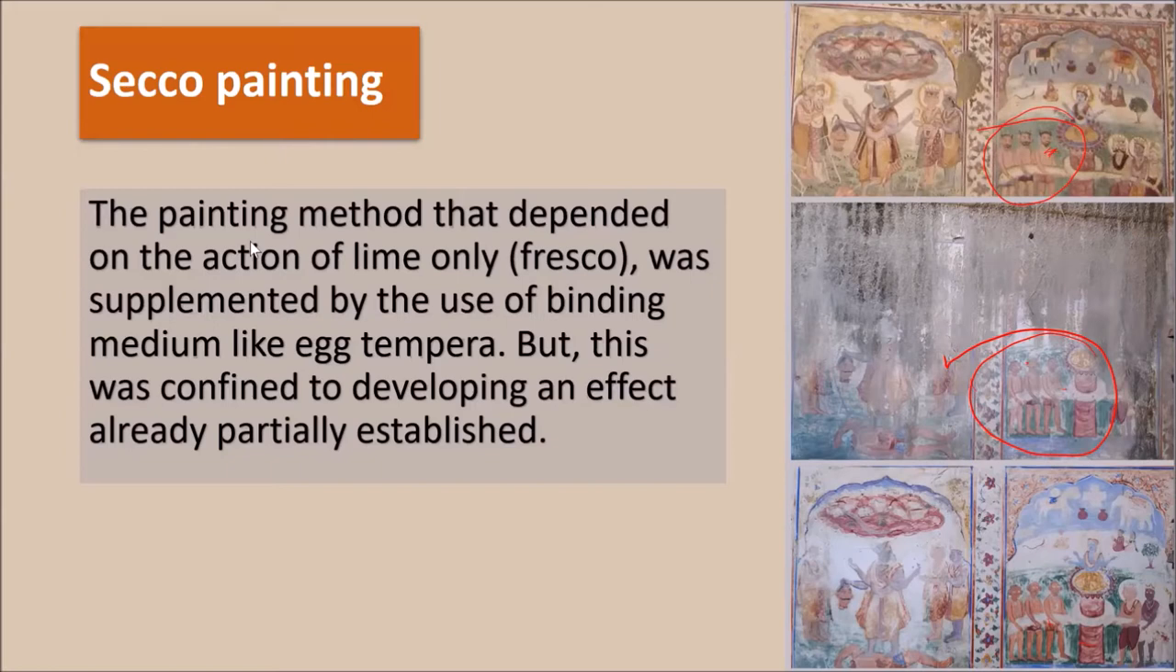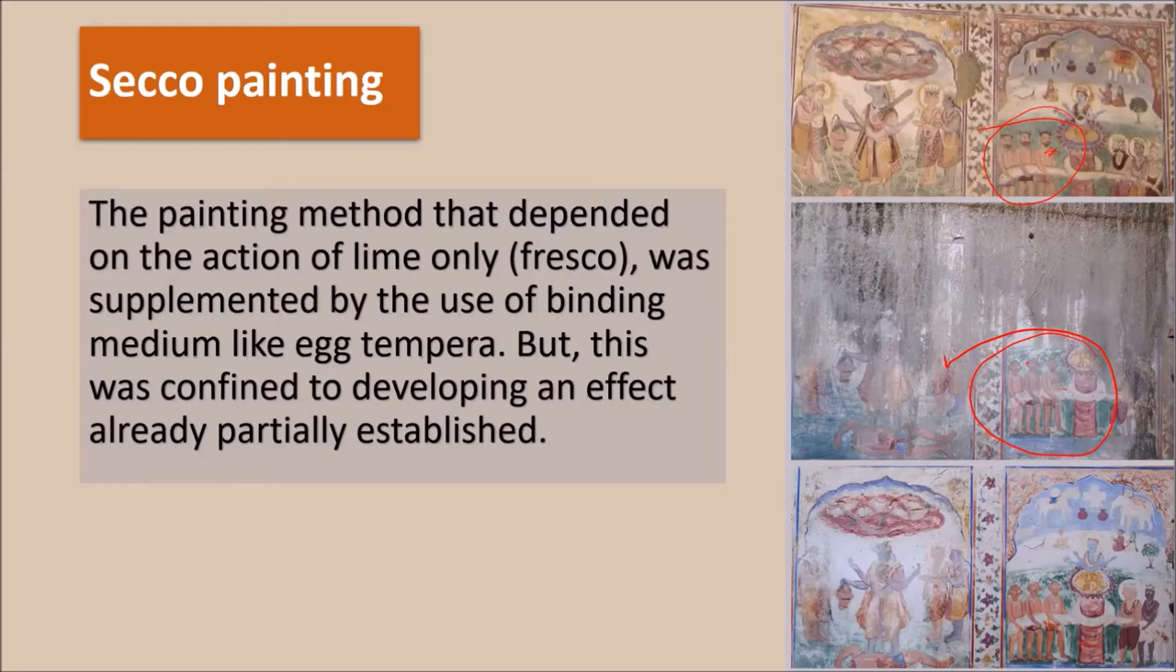So the layer, I think, which was not done in fresco, where the pigment was not bound by the plaster, is not a part of the plaster, is lost. But the paint which was done in fresco, in fresh lime, is still there even after such rough deterioration. So here I would like to mention, there are many paintings where half the painting, the earlier portion of the painting, is done in fresco and the details are added later in secco.